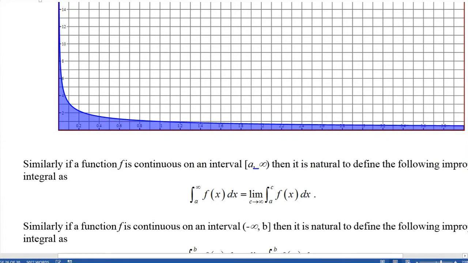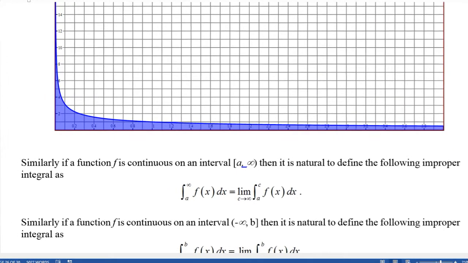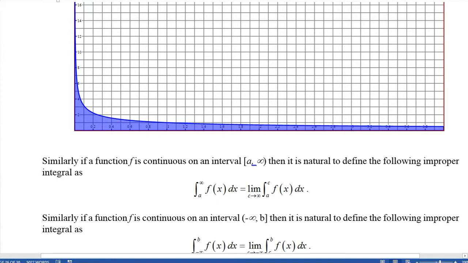So let's say we've got another type of function here. What if we have infinities for our limits? If a function is continuous on an interval from a to infinity, then the natural thing to do would be to take the improper integral from a to infinity and do it from a to c. That's a closed interval from a to c, where c is any number bigger than a. Then that integral is defined, and then take the limit as c goes to infinity.